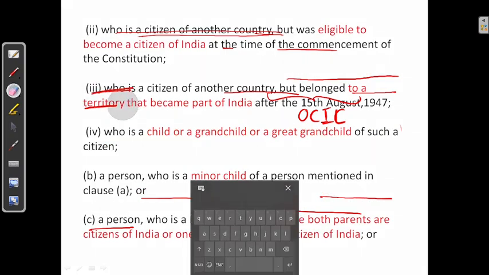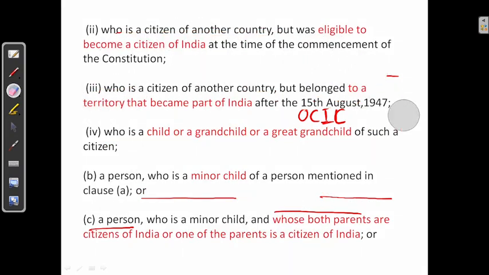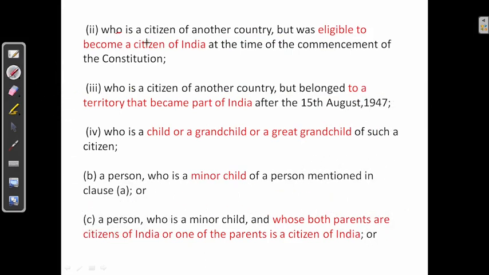Next, who is a citizen of another country but was eligible to become a citizen of India at the time of commencement of the Constitution, he can also register for OCIC. Next, who is a citizen of another country but belongs to a territory that became a part of India after 15th August 1947. Next, who is a child or grandchild or a great grandchild of such citizen.